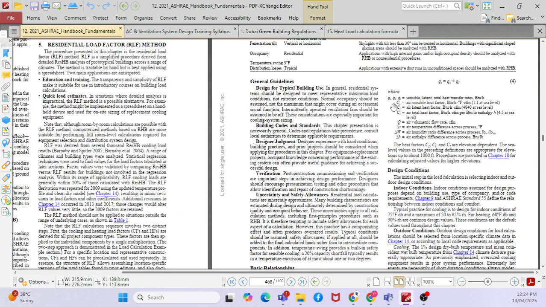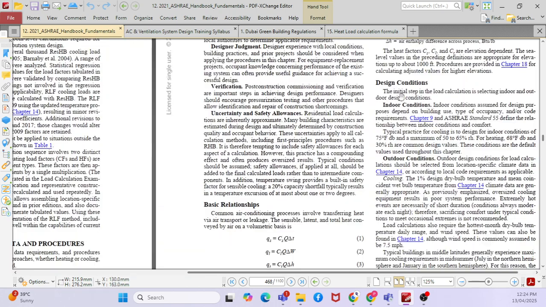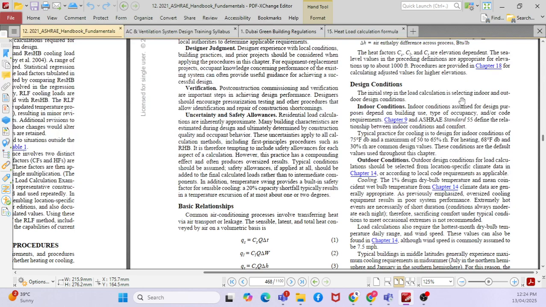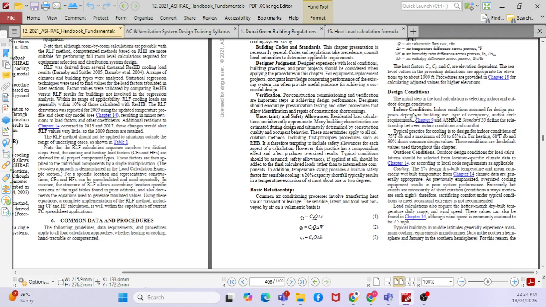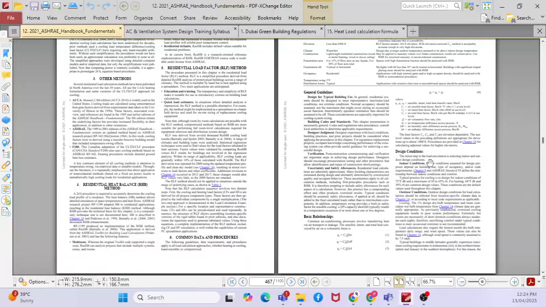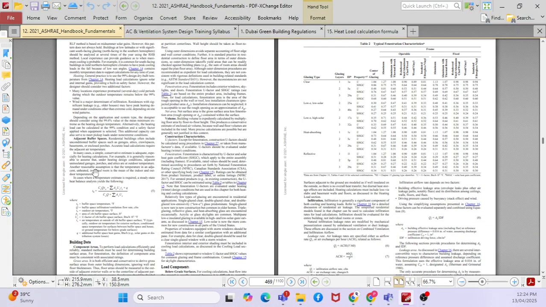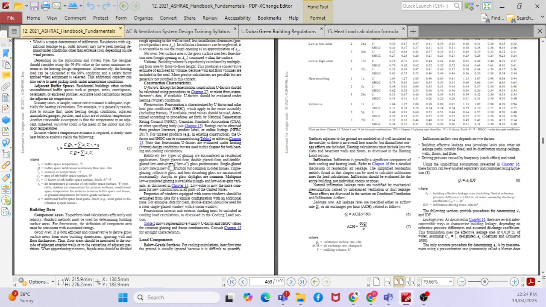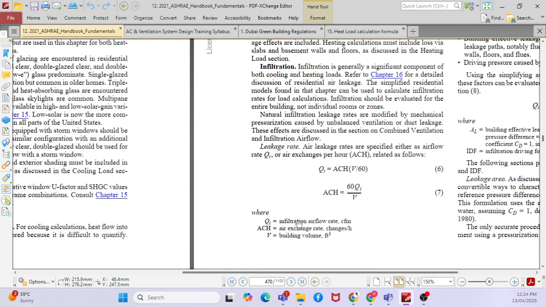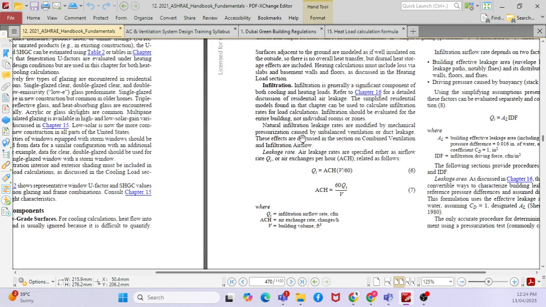Right, sir. So then your design conditions. The initial setup in the load calculation is selecting indoor and outdoor design conditions. So basically you understand how the indoor conditions and the outdoor conditions are selected, right? Right, sir. Then there are different equations, like the one for air leakage rates, air changes per hour, for infiltration.